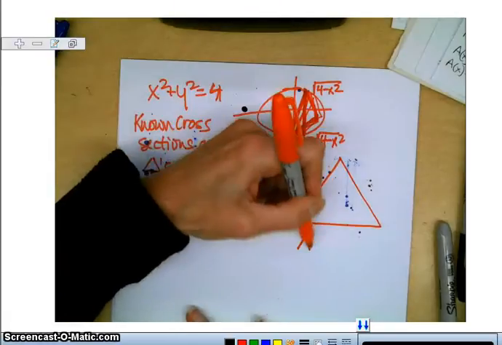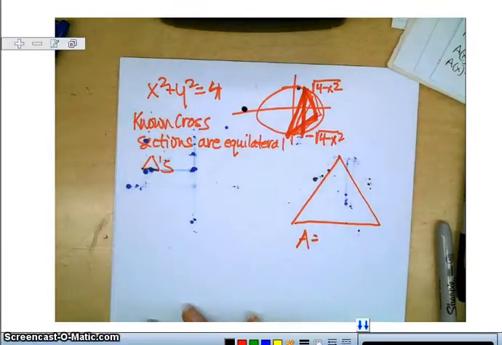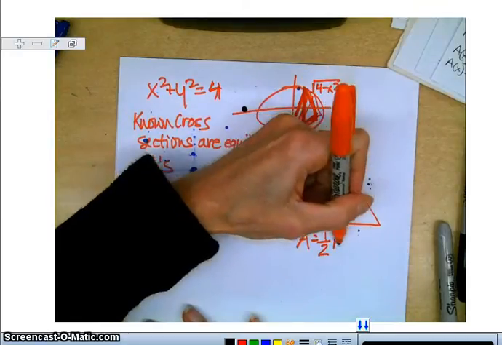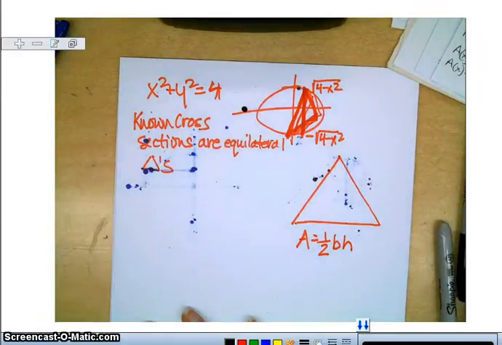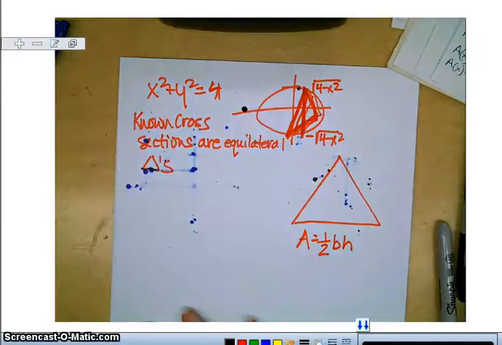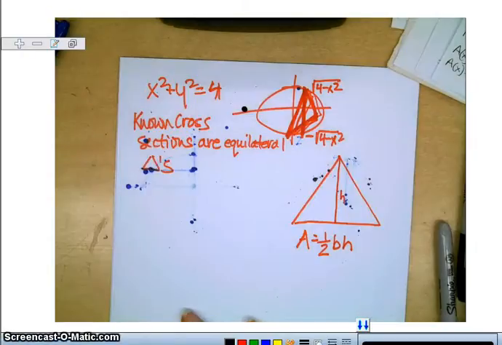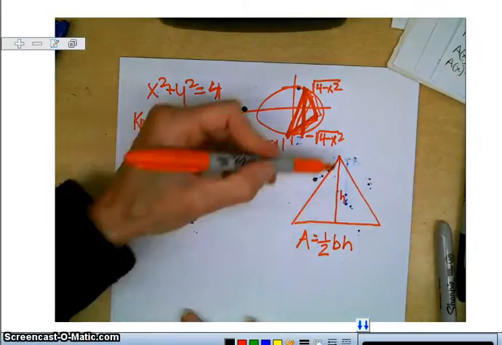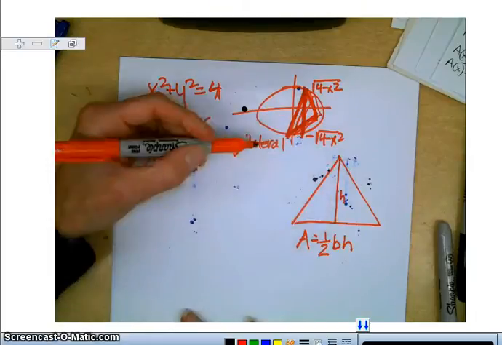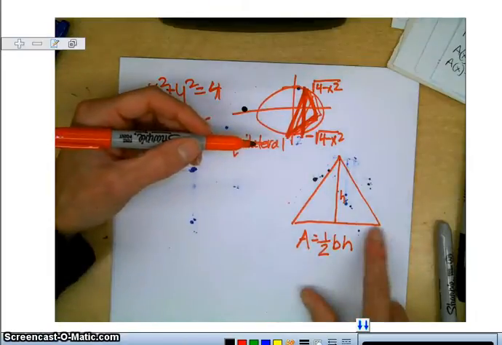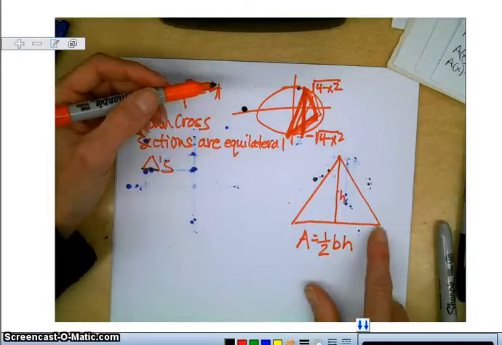What's the area of an equilateral triangle? 1/2 base times height. It's equilateral, so wouldn't it be base squared? No, because this is the height, and that is not the same as one of the sides. The height is always the distance from the top. So what was the length of the base that we already figured from the square?